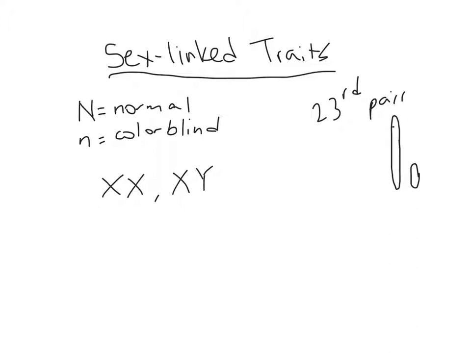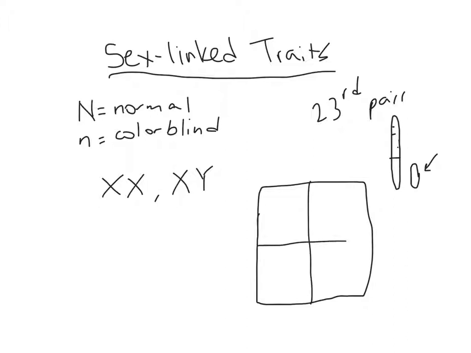So these genes are almost always found on the X chromosome, but not found on the Y. That's why these traits are much more common in males than in females. But another little Punnett square to remember how to do it. So we got hemophilia, or actually we got color blindness over here. Big N is normal vision, little n is colorblind.